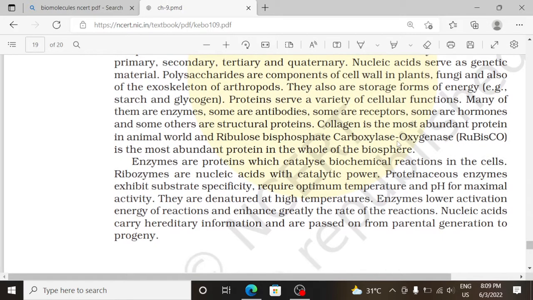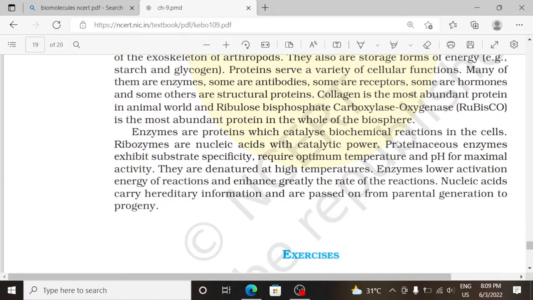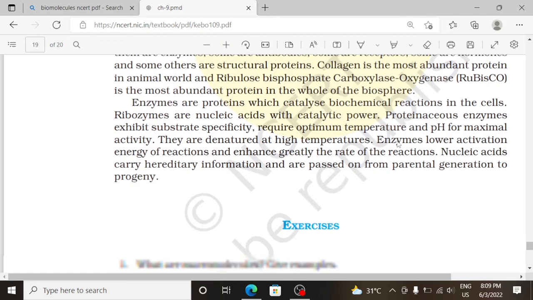Polysaccharides are components of a cell wall in plants, fungi and also of the exoskeleton of arthropods. They also are storage forms of energy, for example starch and glycogen. Proteins serve a variety of cellular functions. Many of them are enzymes. Some are antibodies, some are receptors, some are hormones and some others are structural proteins. Collagen is the most abundant protein in the animal world, and ribulose bisphosphate carboxylase oxygenase, Rubisco, is the most abundant protein in the whole of the biosphere.